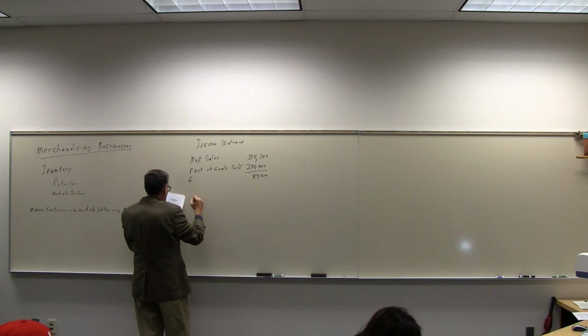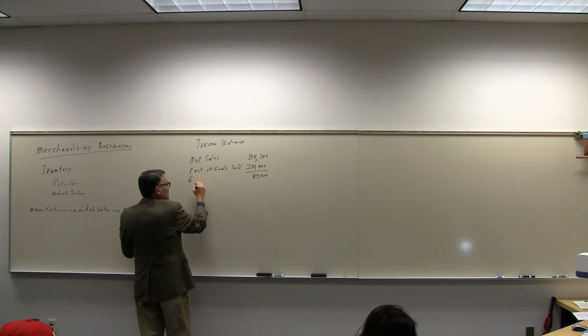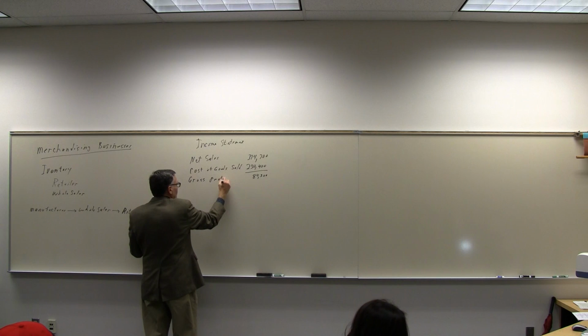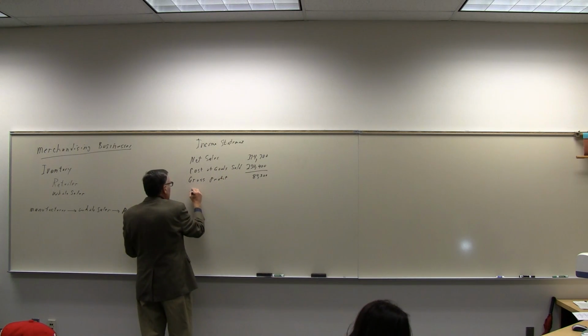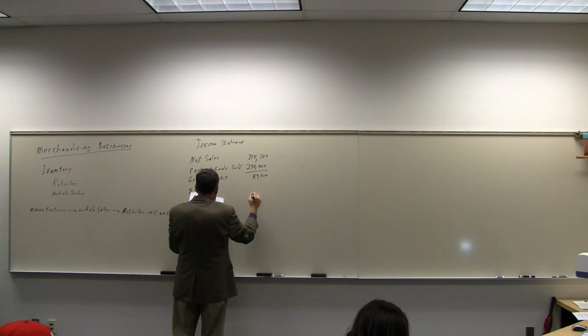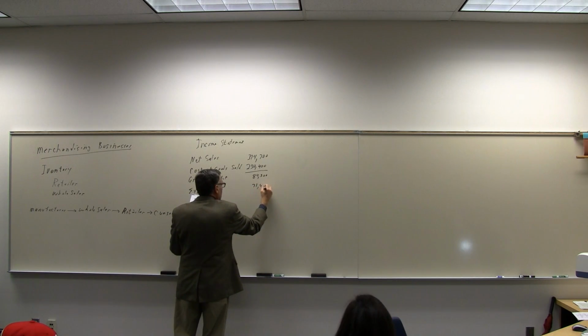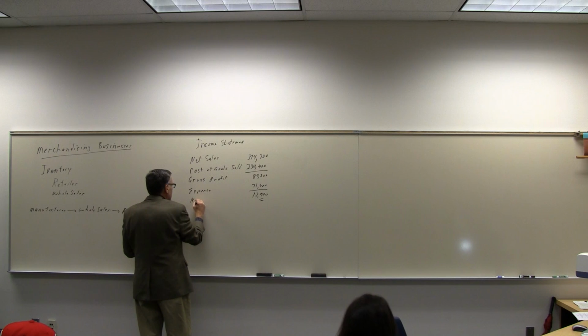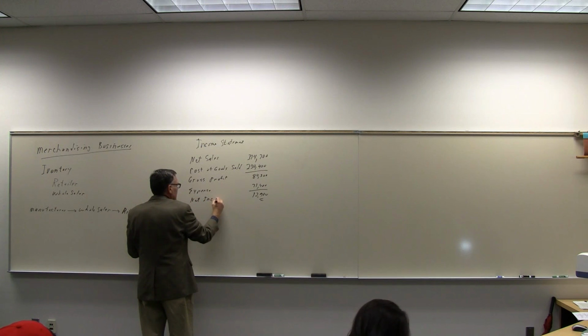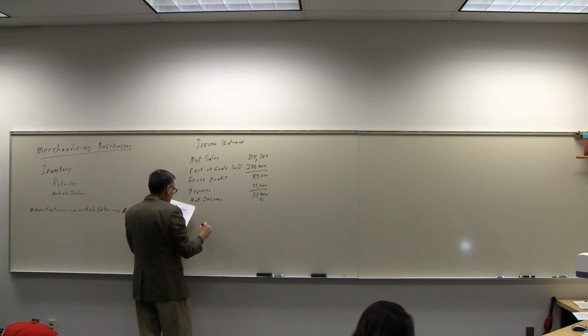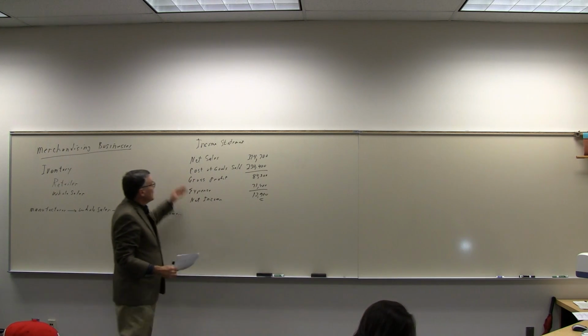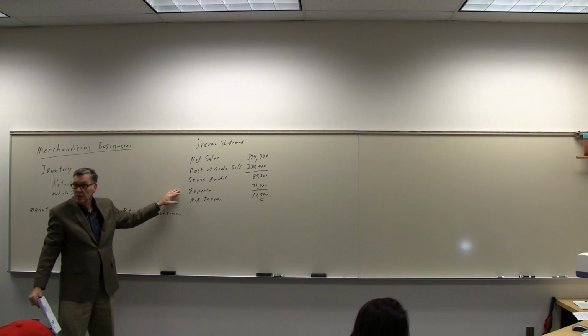Now, this book uses gross profit. You always see it called gross margin. Okay. Then you take away your expenses, and in this case, the expenses are $71,400. That gives you your net income of $12,900. So, here's what the income statement for a merchandising business looks like.